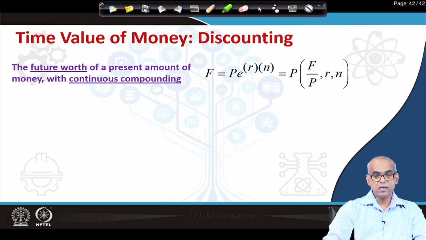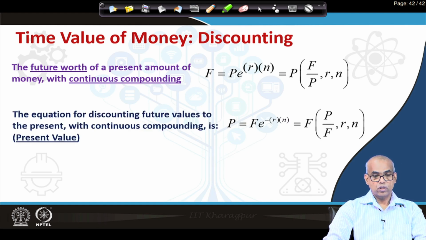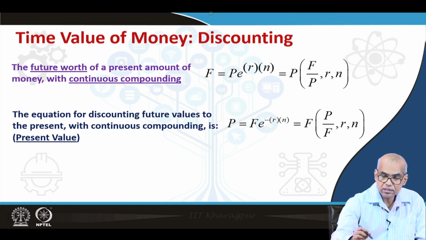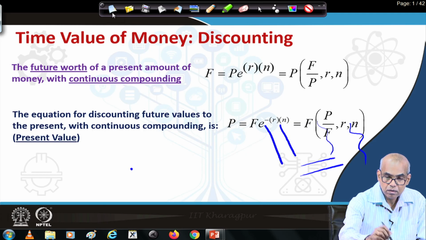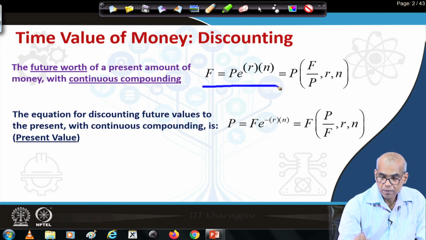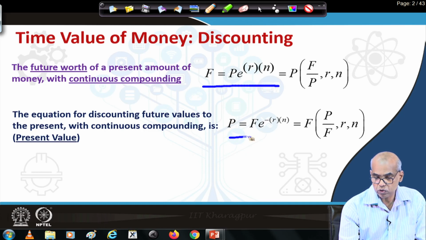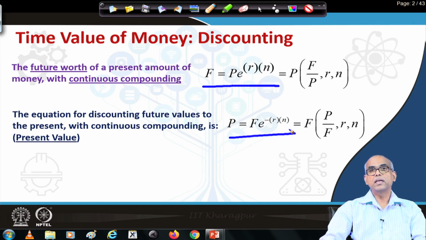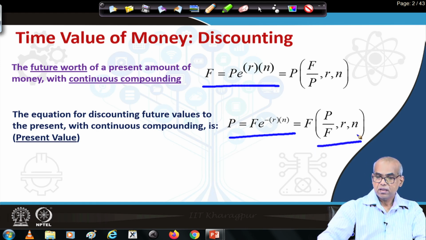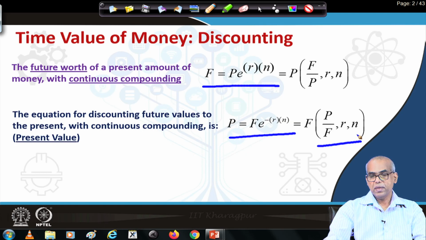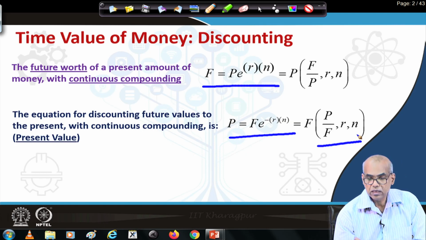The future worth of a present amount of money with continuous compounding, we have seen, is F equal to P into e to the power r n. So, the equation for discounting future values to the present with continuous compounding will be obtained by rearranging the equation F equal to P into e to the power r n. So, rearrange this to obtain P equal to F into e to the power minus r n. In terms of functional values, P by F, r, n. So, P equal to F into e to the power minus r n equal to F into the factor P by F, r, n.